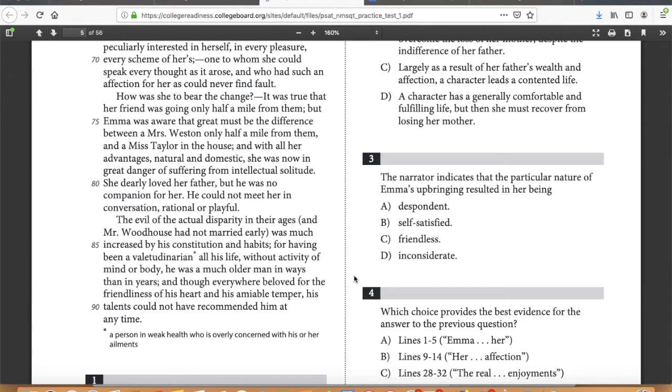And it says, and Mr. Woodhouse had not married early, which means what? That he was... wait. Mr. Woodhouse had not married early, which means what? He was not young when he married. No, he was old. He was old when he got married. Okay. Right. And that actual disparity, that difference, was much increased by his constitution and habits.